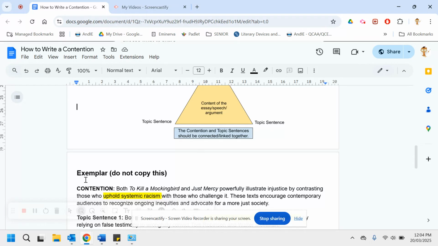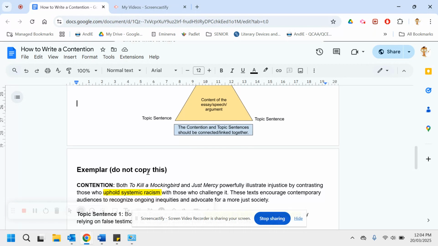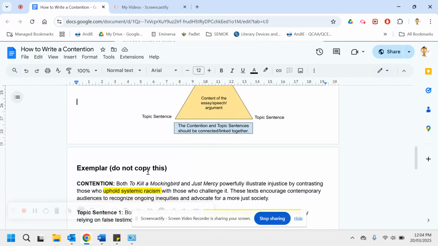Right, so my contention exemplar, and it says, do not copy this. I have written about the justice system because I found some connections in our novel, To Kill a Mockingbird, and our film, Just Mercy, which is also set mainly in a courtroom. So, my contention: both To Kill a Mockingbird and Just Mercy powerfully illustrate injustice by contrasting those who uphold systemic racism and those who challenge it. These texts encourage contemporary audiences to recognize ongoing inequities and advocate for a more just society.